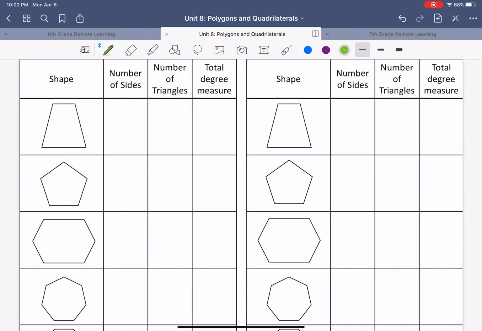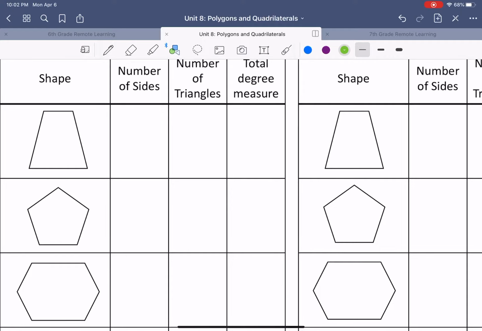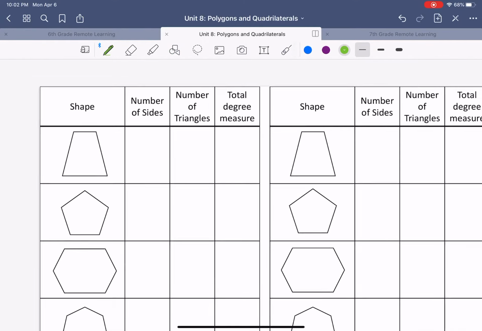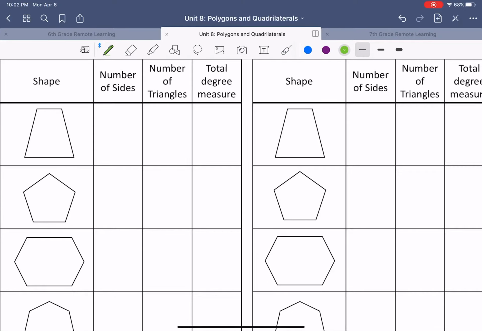Hello everyone. We're going to talk today about the angles in polygons. First, we're going to do a little exploration to figure out what is happening in these polygons. We're going to go through and record certain information about these different polygons.